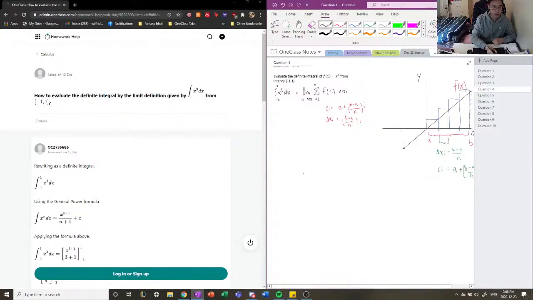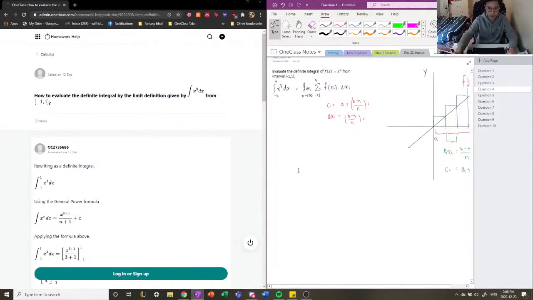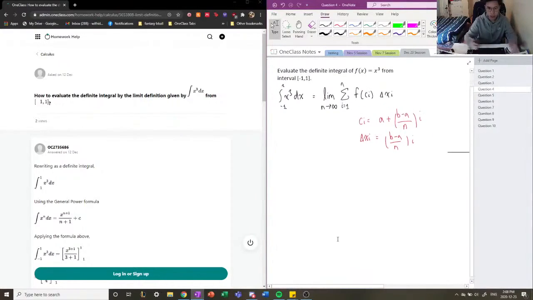So now that we've gotten that out of the way, we're going to calculate the definite integral of x cubed in terms of dx. All right. So let me zoom back in here. I'm not going to use the limit definition anymore. We're just going to calculate the definite integral.